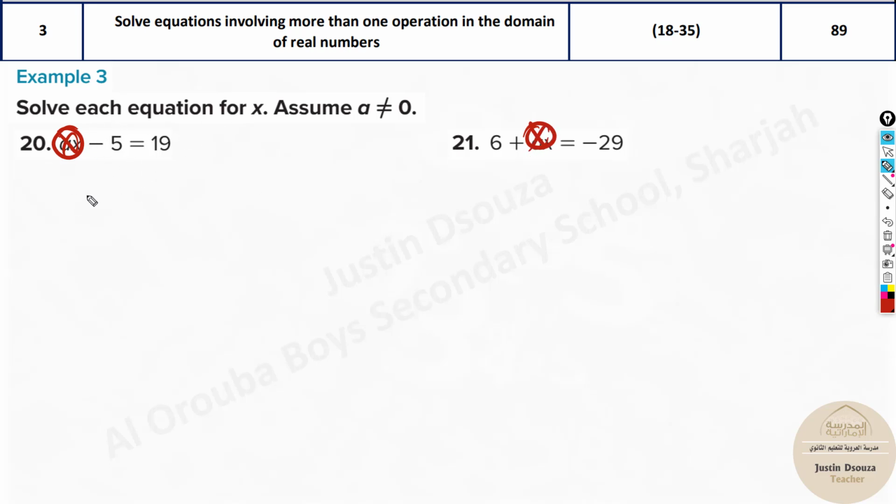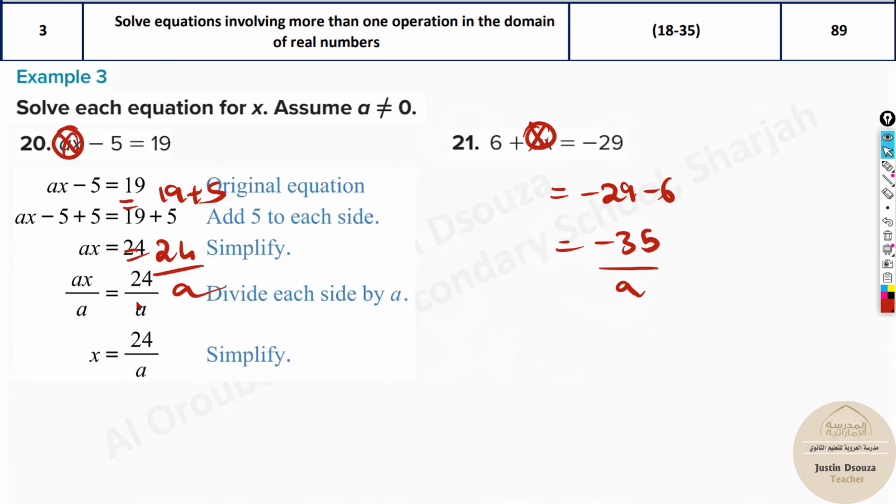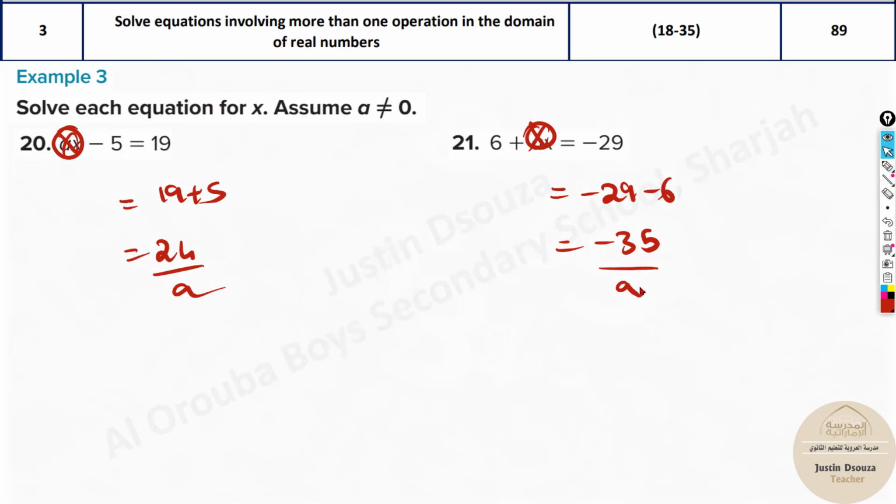Now minus 5 goes to the other side. It'll become 19 plus 5, that is 24. And over here, this is positive, so leave it. Take this 6 to the other side. It becomes minus 29 minus 6, that is negative 35. And ultimately just divide by a. The answers are negative 24 by a, negative 35 by a.